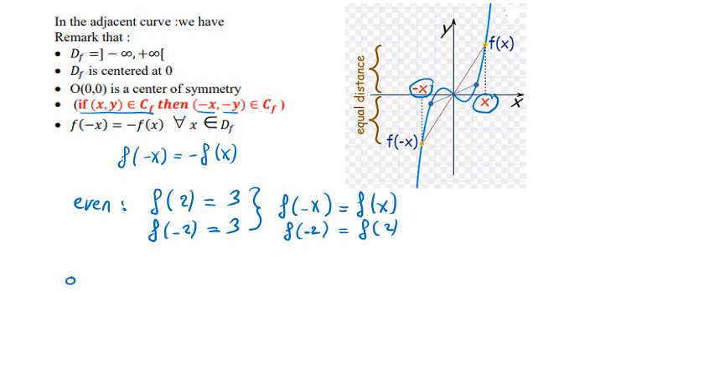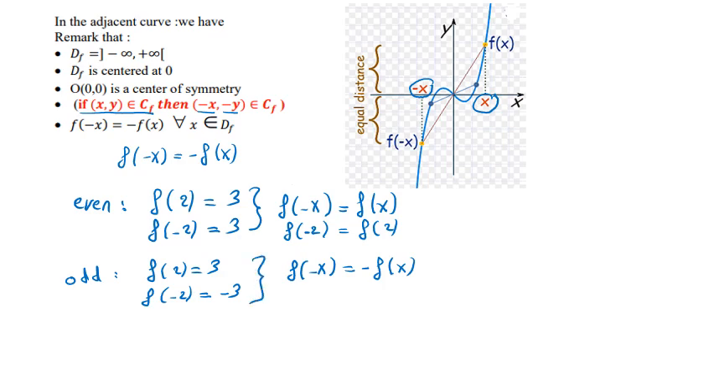In case of even. In odd, f of 2 equals 3, then f of minus 2 is equal to minus 3. Here we have f of minus x is equal to minus f of x. This is the difference between even function and odd function. In odd function, we have O is the center of symmetry. We can see that each x and its opposite, the image is at equal distance from the x-axis. Here we have the distance, for example, 2. Here the distance is 2.